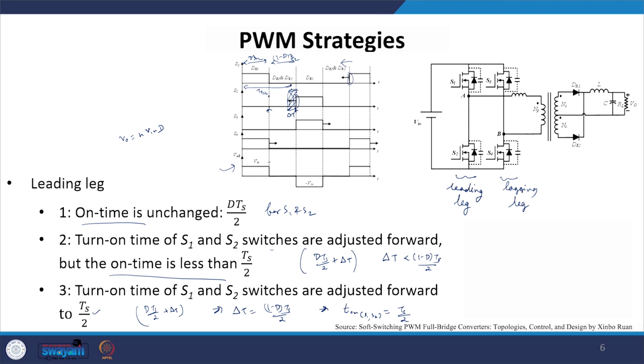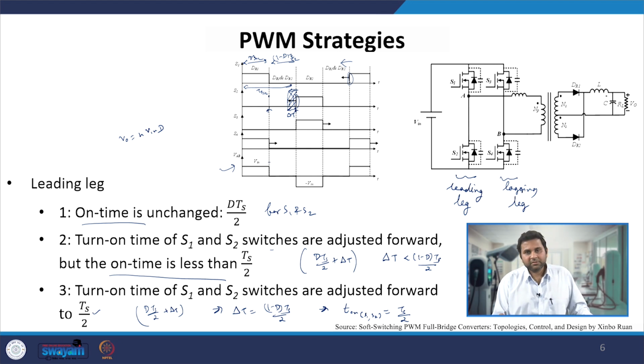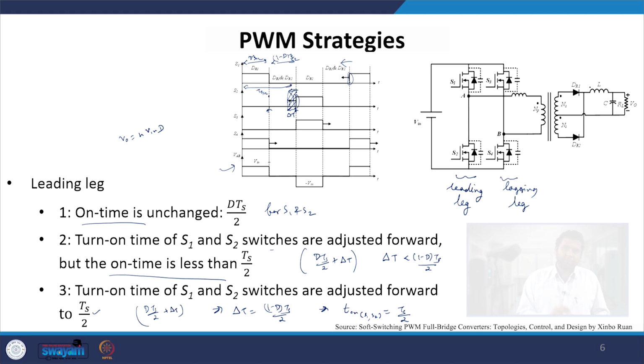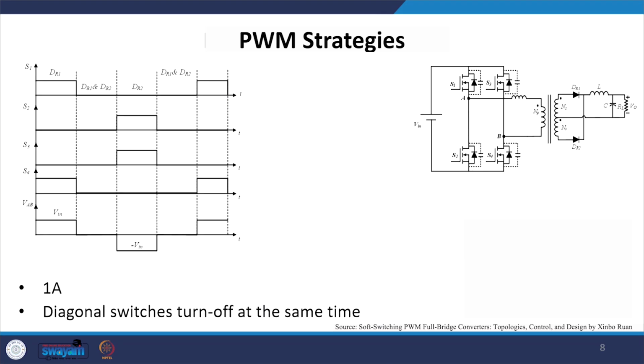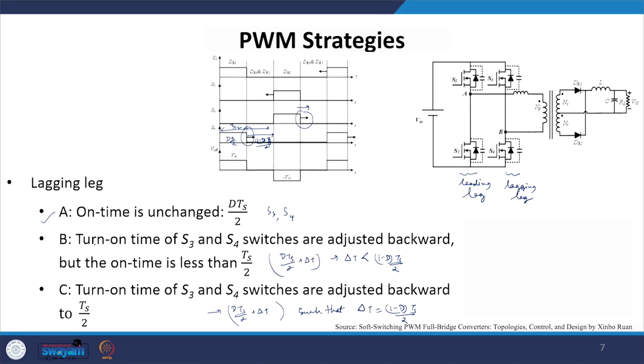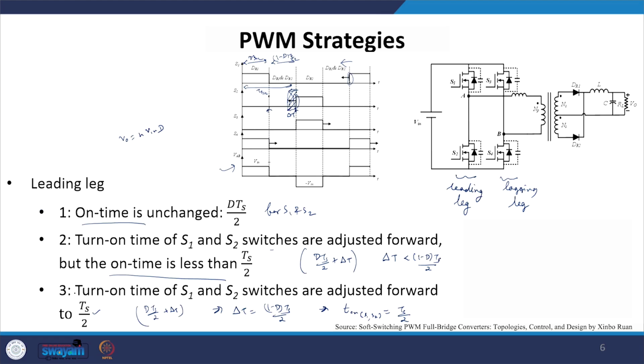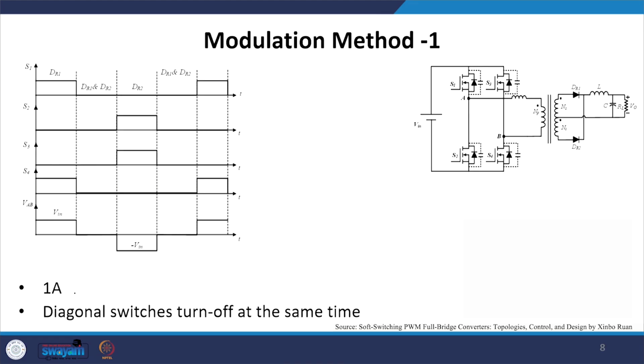Even though we are adjusting the turn on time of lagging lag switches and leading lag switches, the voltage appearing at A and B will still be the same. If these voltages are the same, then the voltage applied across the inductor L will still be the same, and we are doing the volt second balance of this inductor to find the relationship between the input voltage and the output voltage. So our output voltage will still be the same. Now because of these three possibilities from the lagging lag and three possibilities from the leading lag, several modulation methods are possible.